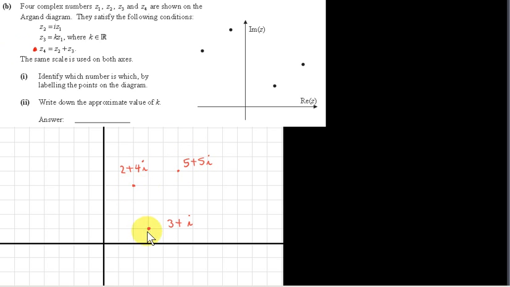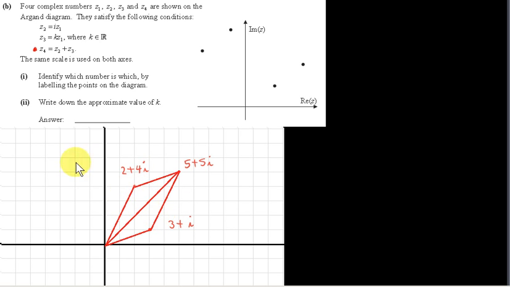Now, how could we sum these two complex numbers geometrically? Well, we could look at the lines joining each of these points to the origin and complete a parallelogram. So here is the picture.